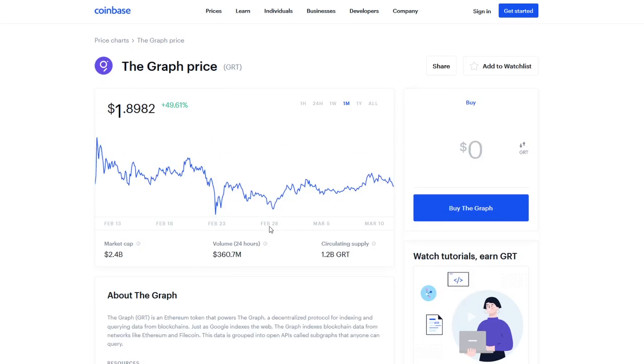Do your own research. There could always be more to look into than just the Graph as well. Like I said, do your own research, and let me know what you guys think in the comments below.